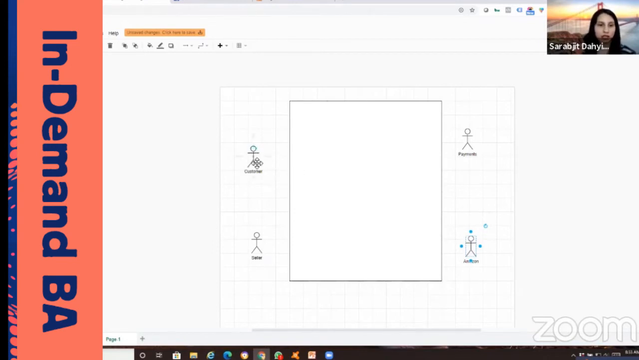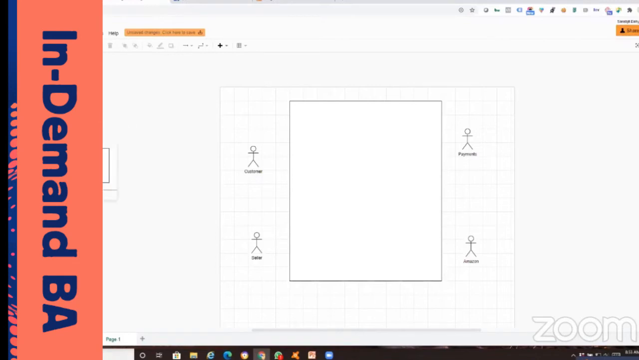So customers, for example, I am the one looking on Amazon for products, and these sellers are the ones that are actively adding products on Amazon. So these are called our active or primary actors, and these are called our secondary actors. Okay, so now tell me, what are the major functions if we were to build Amazon?